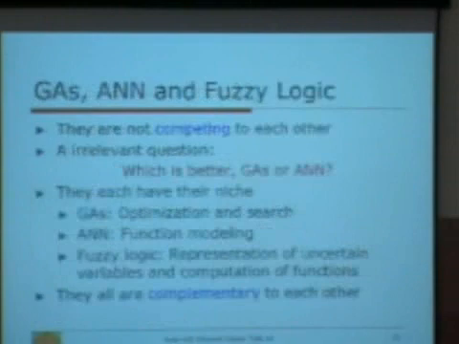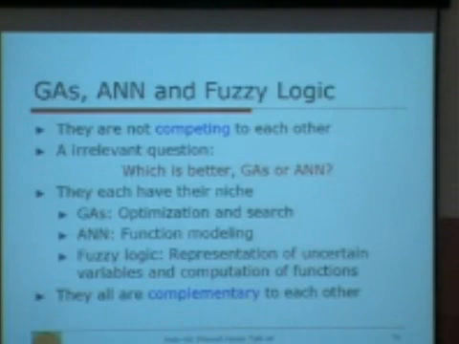Okay, now, in trying to put the GA, neural nets and fuzzy logic together, the first thing I'd like to say is that they are not competing with each other. Many people say, oh, I have a problem. Shall I use genetic algorithms or neural networks? Can you suggest? I think that's a very irrelevant question, because neural networks have some purpose, genetic algorithms have some purpose, fuzzy logic systems have some purpose. You should use them to complement each other rather than competing with each other. So that's something often good to know, actually.